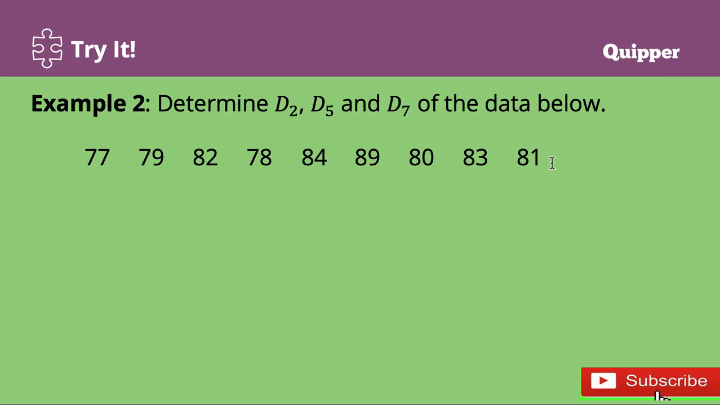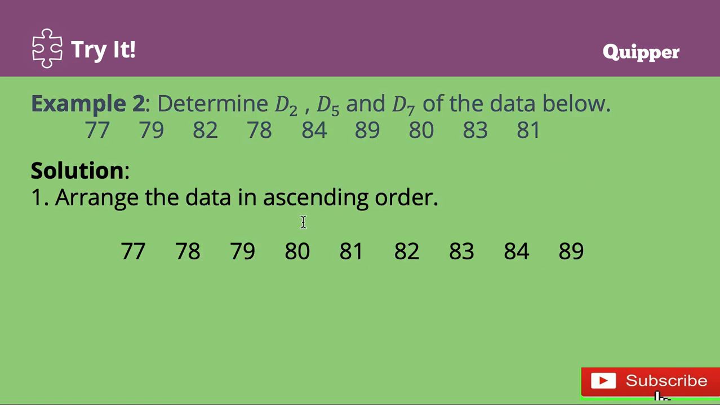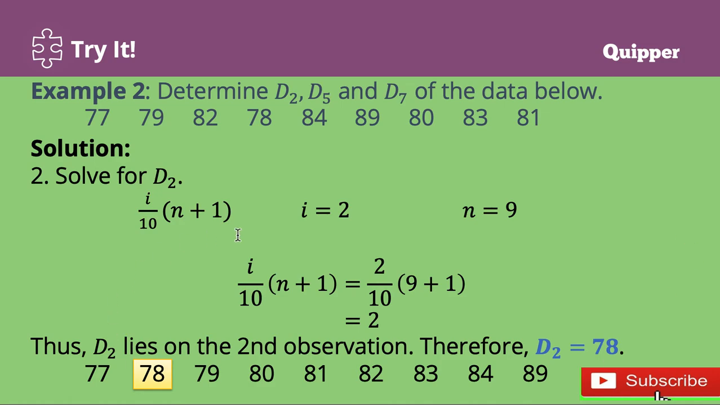So the first thing to do is to arrange the data in ascending order. Now we have 77, 78, up to 89. This is now in ascending order. Second step, we are going to solve, of course, for the second decile. We will solve for i over 10 times the quantity n plus 1.